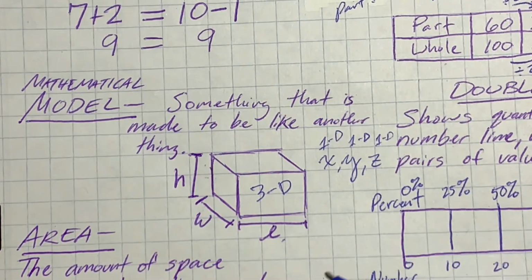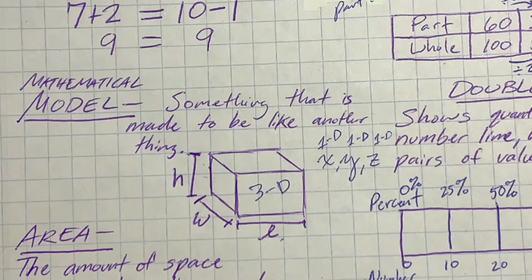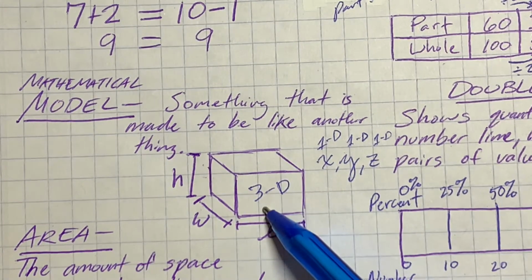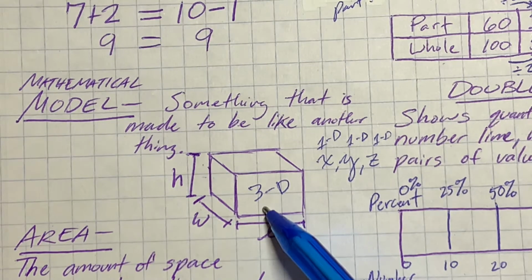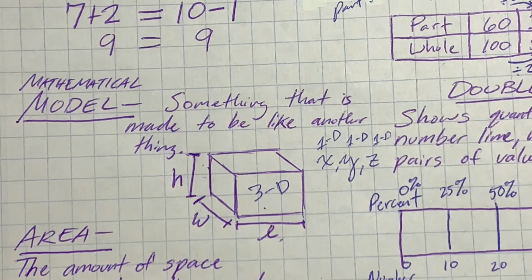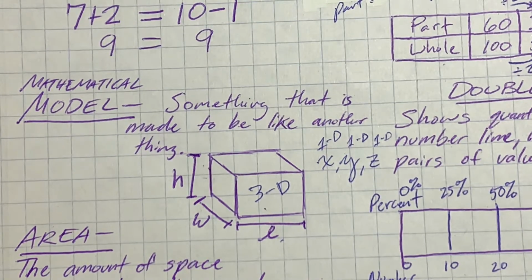We don't have an actual box in front of us, but we are showing this because it's something that is made to look like another thing. In this case, it's a box. Again, mathematical models are basically diagrams and pictures, okay?